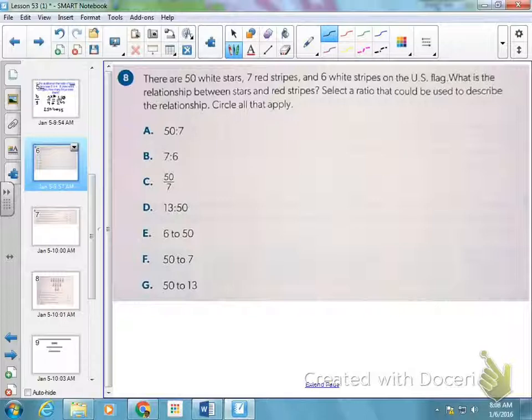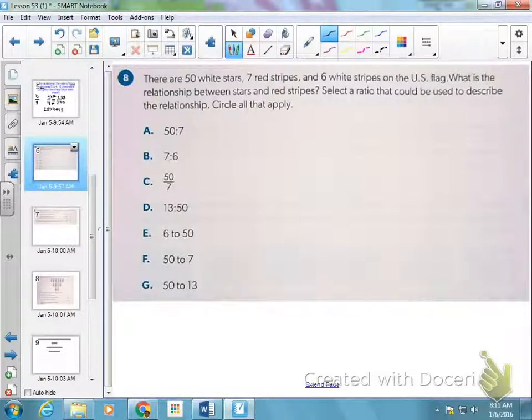Now I want you to pause the video and read this problem and solve it on your own. After you've solved it, now there could be multiple answers for this problem. After you've solved it and found all the answers you can, push play and you can follow along with how I solve the problem.